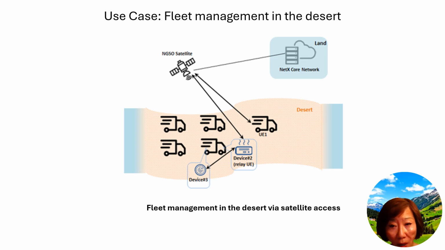So device number 2 acts as a relay, potentially extending the range of communication for other vehicles or devices that might not have direct satellite visibility. Some vehicles communicate directly with the satellite, while others might communicate through the relay device. The satellite provides coverage over a large geographical area, essential for managing widely dispersed vehicles in a desert. The connection to the next core network on land shows how the satellite system integrates with existing terrestrial infrastructure.